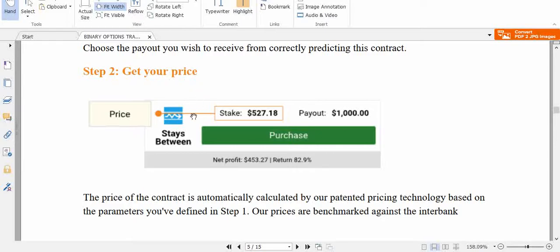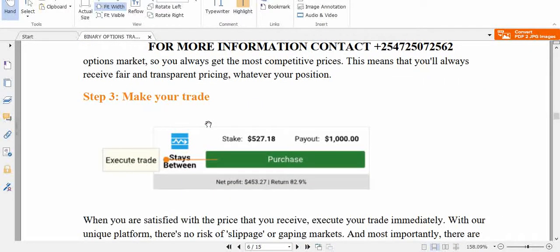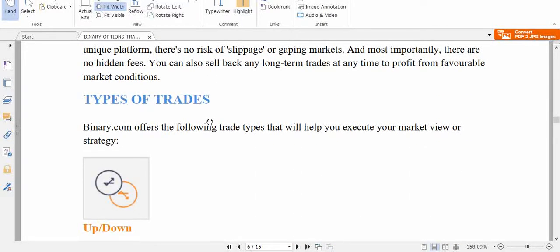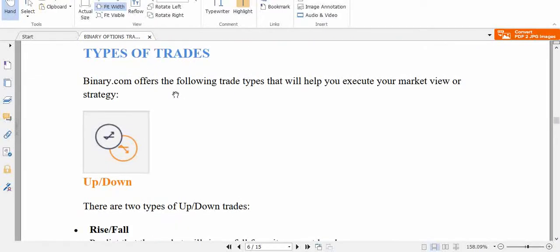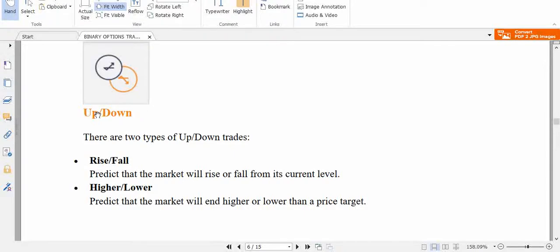Now you get your price. These are some of the settings. I'll show you. These things are very simple, very simple. I'll just show you in less than a few seconds. Now types of trades, just as we say that we have up, down.